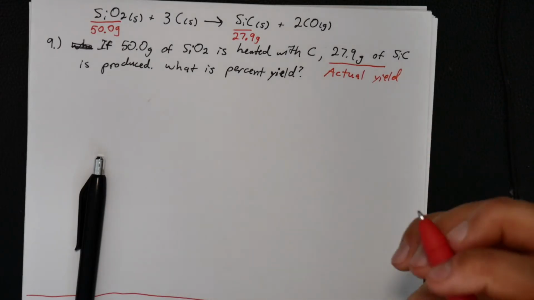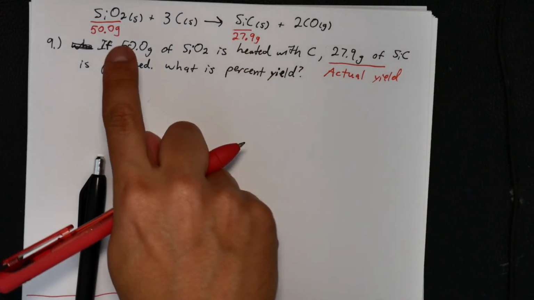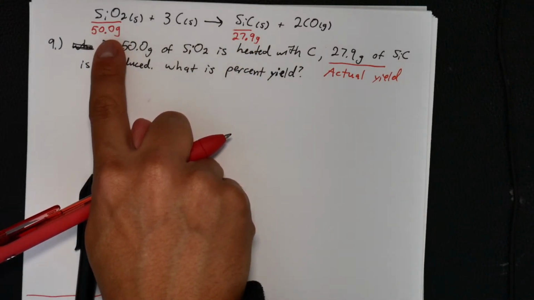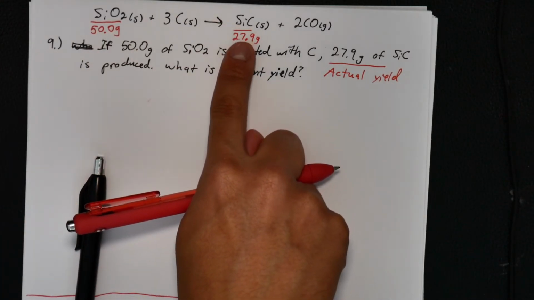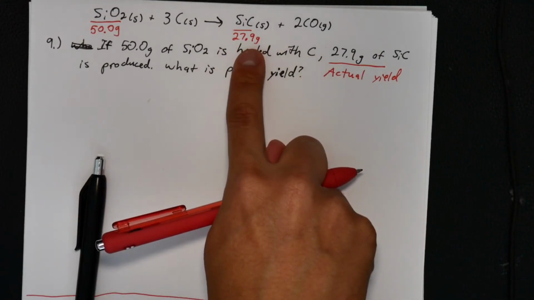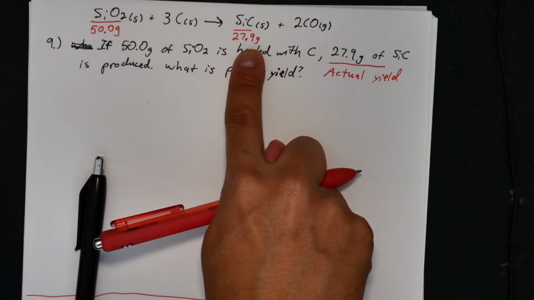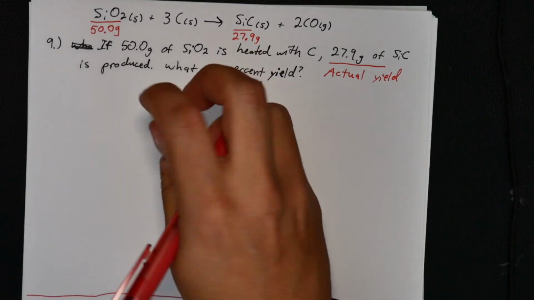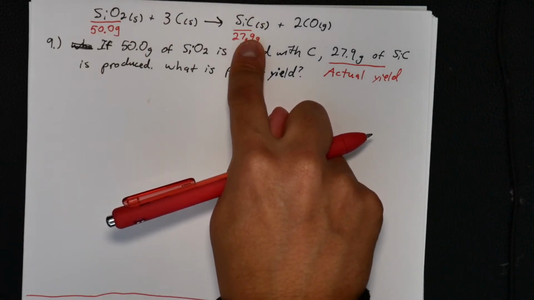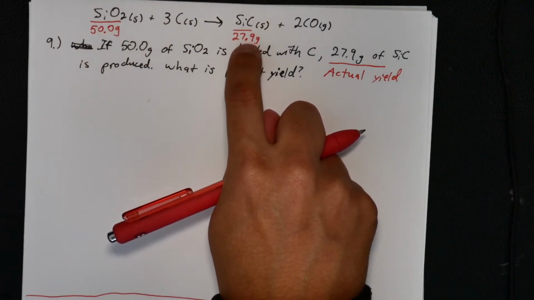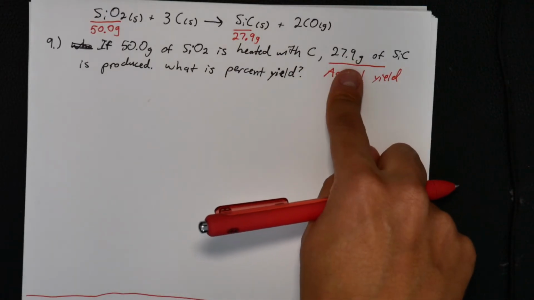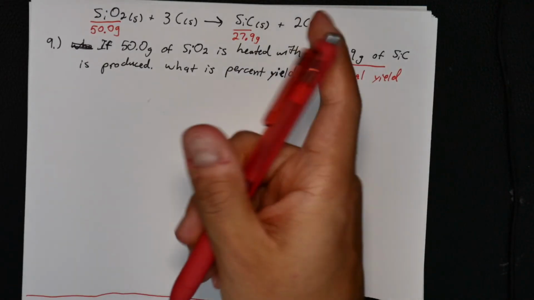However, theoretically, if we started with 50 grams of this material and calculated it, how much of this should we be able to make? They actually made this much, but in theory, maybe we should have been able to make more. So what we're going to do is go from grams of this material to grams of this material, and the grams that we calculate are going to be compared to the number they're giving us to begin with to find our percent yield.